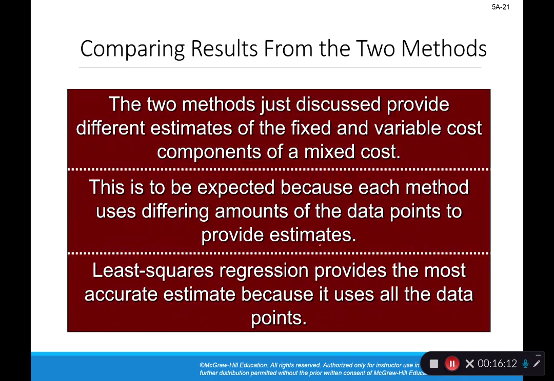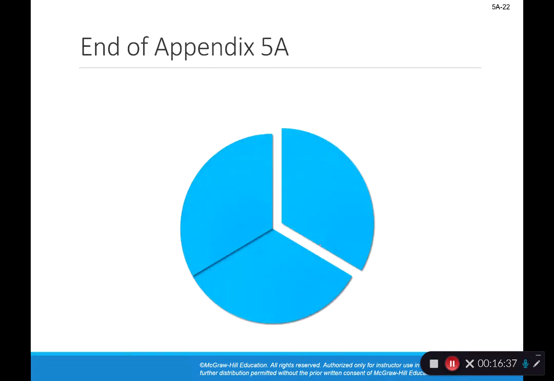The two methods just discussed, that's the high-low method and the sum of least squares regression method, are the way we can break up our mixed cost into its fixed and variable components. We get different estimates because the high-low method uses only 2 data points, but the sum of least squares regression uses all of the data points, and therefore it's considered more accurate. And that's it for the appendix.